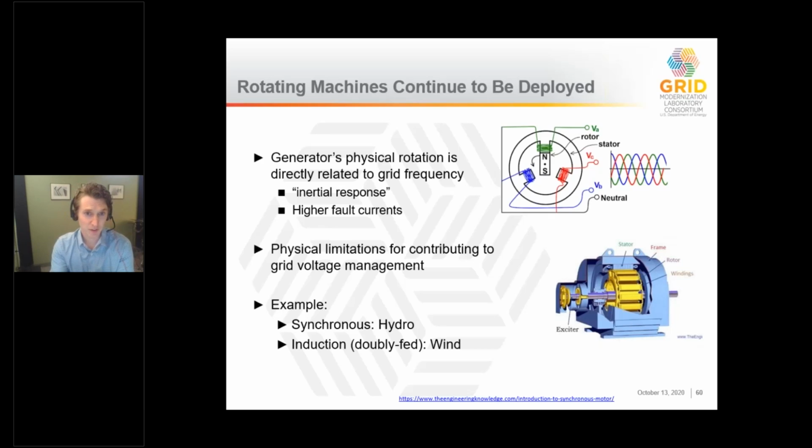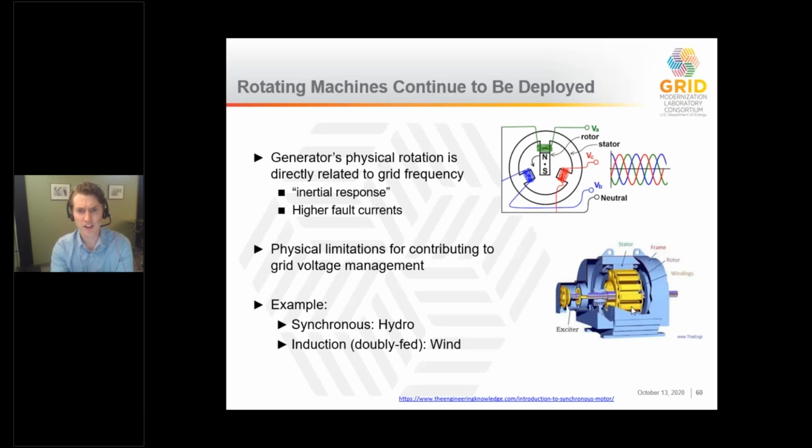But they have a lot of physical limitations that we were just discussing in terms of managing grid voltage because of the rotating nature and the electromechanical nature of these devices. They are used in terms of DER sometimes in hydro units, and induction machines are sometimes used in wind units, but even those types of DER are starting to transition over to inverter-based interfaces more and more often.